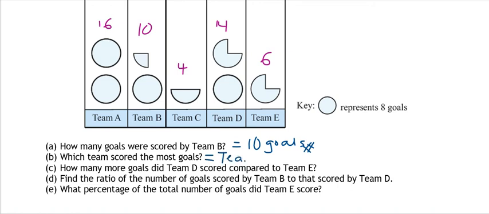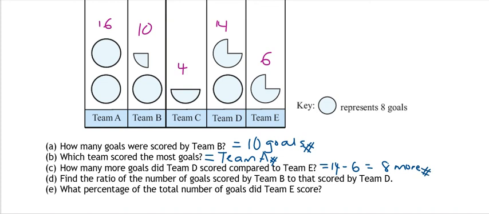Okay. All right. Next. Part C. How many more goals did team D score compared to team E? So here, how many more means you have to find the difference. So the difference is 14 minus 6. So 14 minus 6 is 8 more goals.